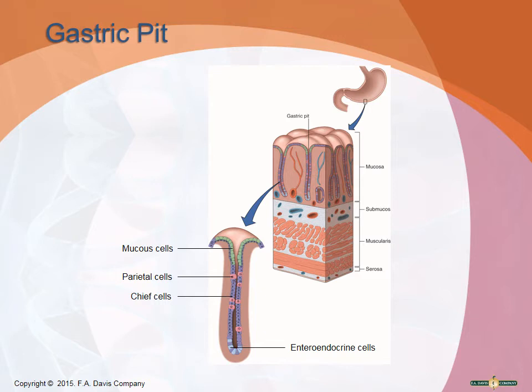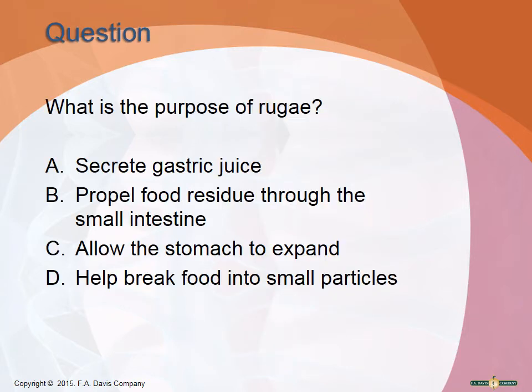And the fast fact on the same page says that the gastric glands produce 3 liters of gastric juice each day. Wow. So this slide, the question: what is the purpose of rugae? And that is to allow the stomach to expand.